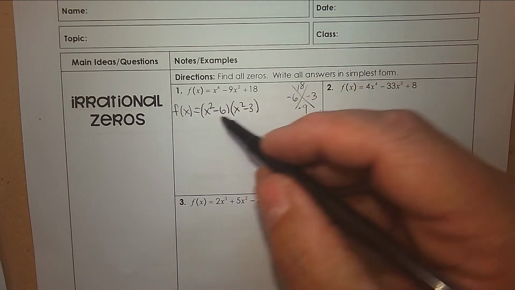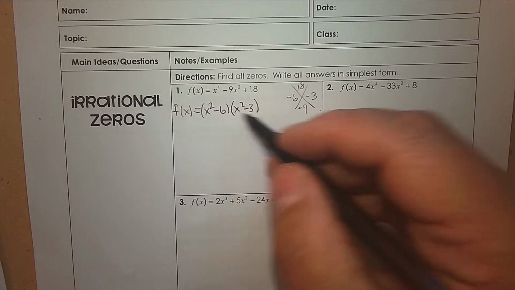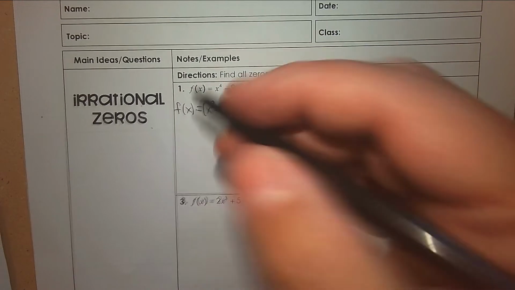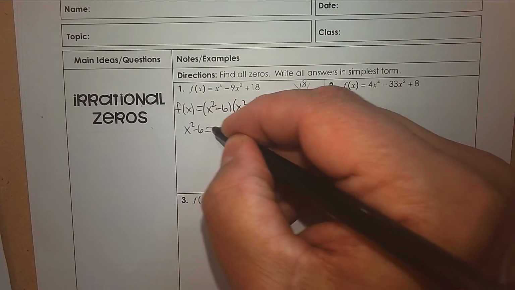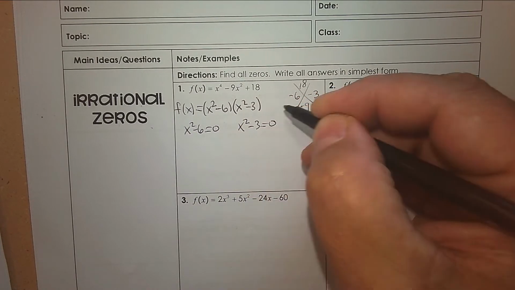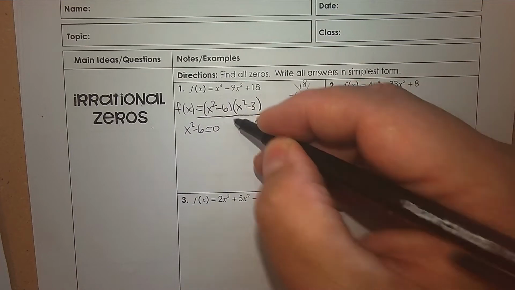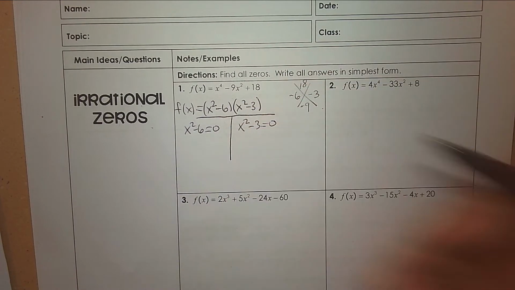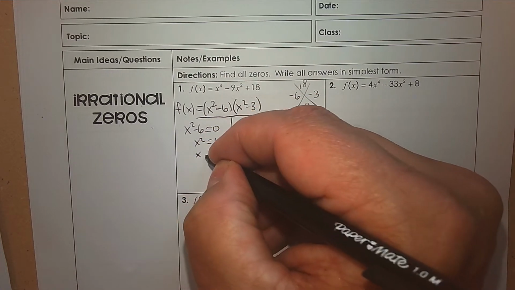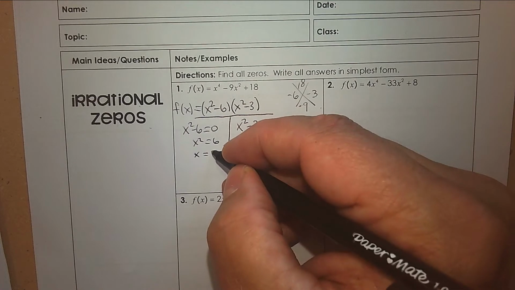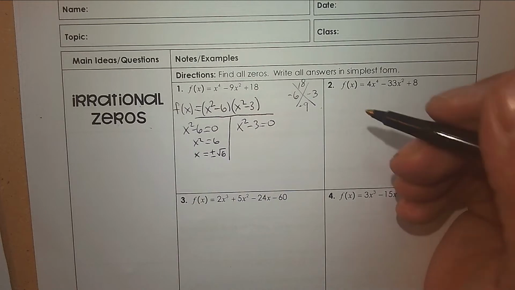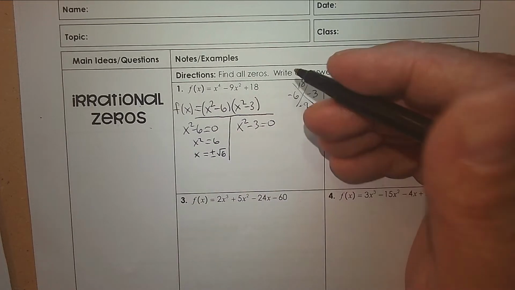Now, it's in the form of a difference of squares, but the square root of 6 and the square root of 3 are irrational, hence irrational zeros. At this point, I'm going to take each factor, make it equal to 0, and solve it. To solve this, I'm going to add 6, and then take the square root. When I solve a quadratic, the answer could be positive or negative. The square root of 6 is prime. I can't simplify it anymore, and it's an irrational answer. I'm not going to use a calculator and put a decimal there.